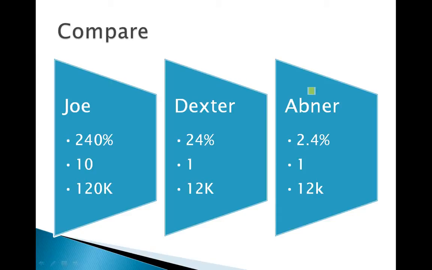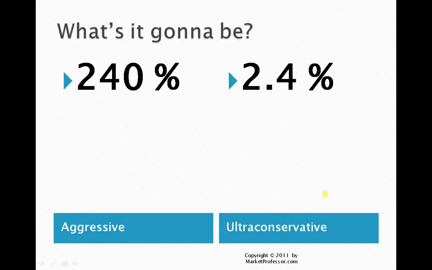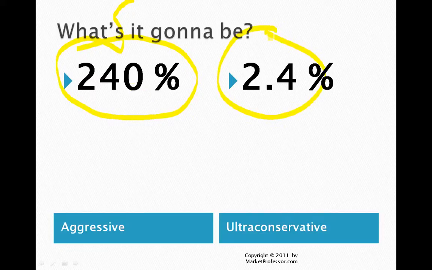So look again at this comparison table. Just because Joe was willing to take more risks, that is to trade more contracts, he outperforms his buddies Dexter and Abner. So 240% Joe makes, and Abner only 2.4%, and Dexter 24%. So in terms of monetary return, Joe makes 120 grand, Dexter 12, and Abner also 12. So the question is, what is it going to be for you? Is it going to be 240% return per year or 2.4? Are you going to be an aggressive or ultra conservative trader?